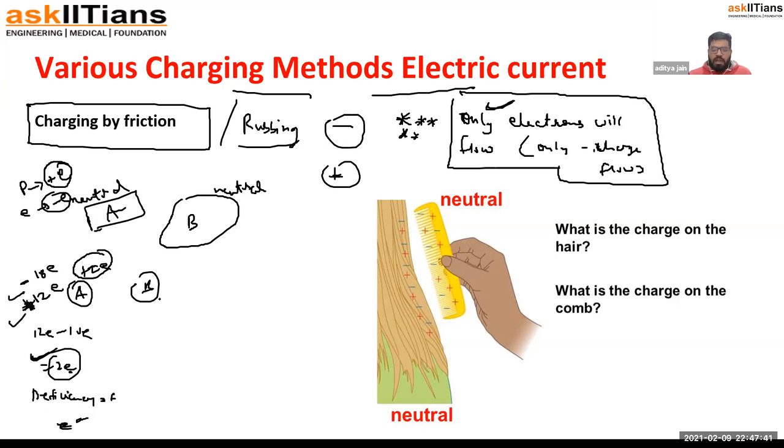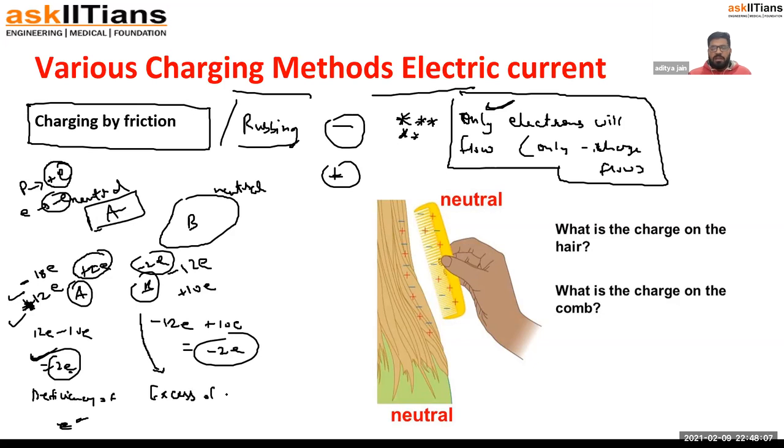Yes or no? And what about body B? Suppose this body has 12 electrons, that means minus 12e charge, and 10 protons, that means plus 10e charge. So what will be the net charge? Minus 12e plus 10e, which will give you minus 2e. So the charge on the body is minus 2e. Can I say this body has more electrons than protons? That's why the total charge is coming as negative. So there is excess of electrons.